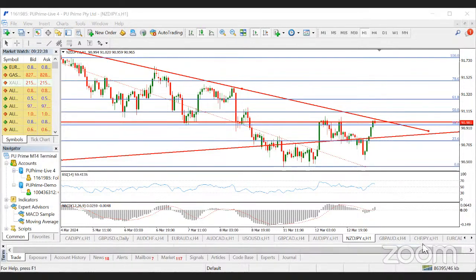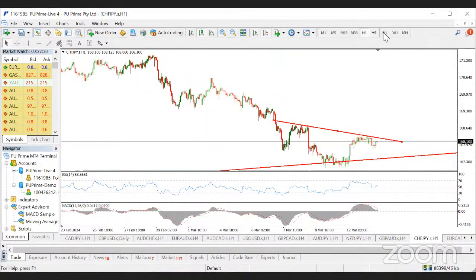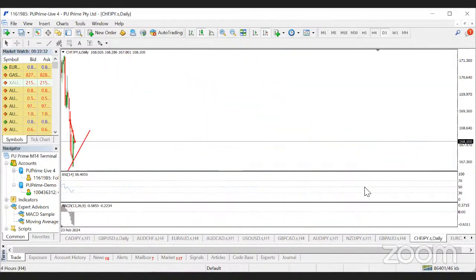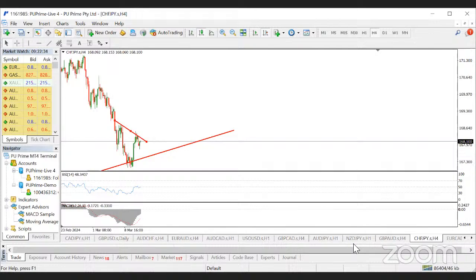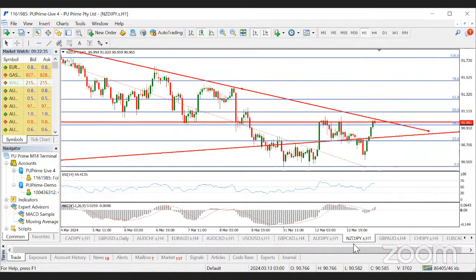And next is the CHF JPY. For CHF, okay, I'm sorry if I'm fast. So for those who might just be joining us, I'm bullish biased on the New Zealand JPY. And next is the CHF JPY.